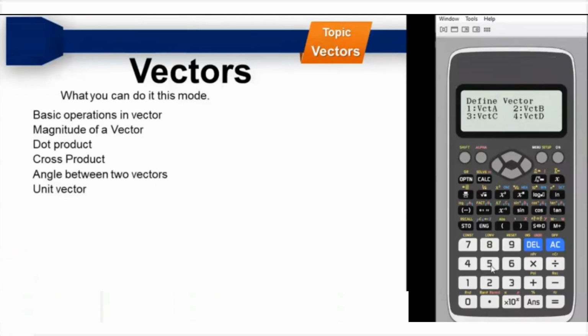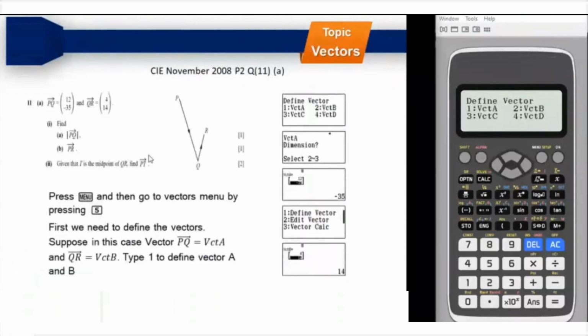And all those people who have studied 2 and 3-dimensional vectors are aware of the fact that all these operations do take lots of manual working. So the calculator will help you verify whether after all those manual working that you have done, you have reached the final answer appropriately. So the first question in front of you is an O-level past paper question.